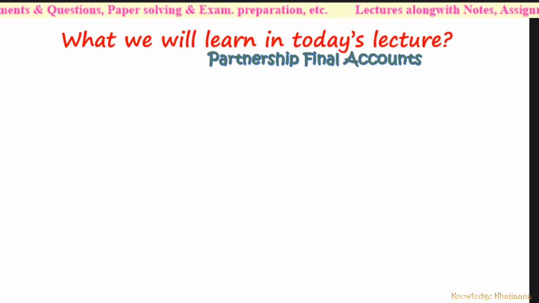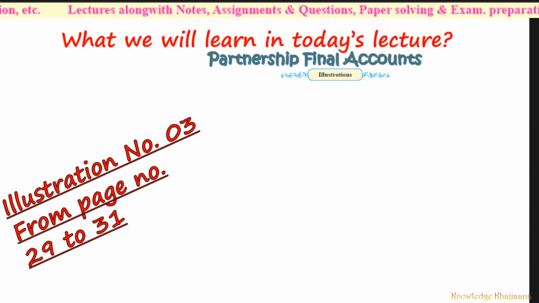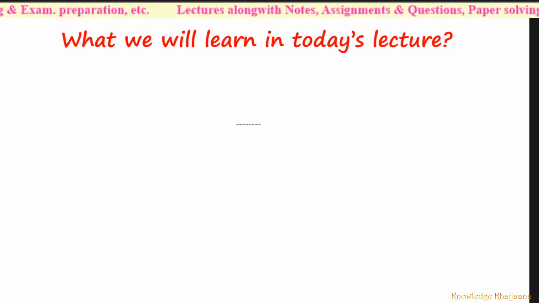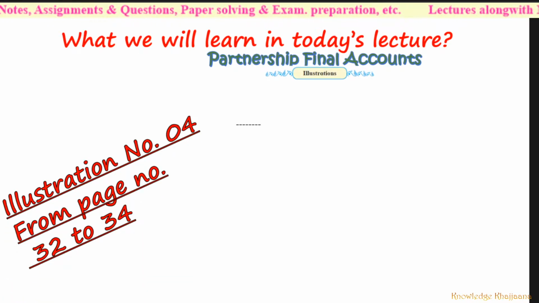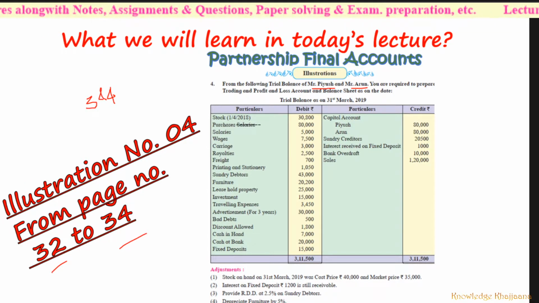What will we learn in today's lecture? We are learning partnership final accounts illustration number 3, which is given from page number 29 to 31, that is of Rucha and Julie. And one more thing we will learn in today's lecture, illustration number 4, given on page number 32 to 34, that is of Mr. Piyush and Arun. So in this lecture we are going to learn two illustrations, illustration number 3 and illustration number 4.